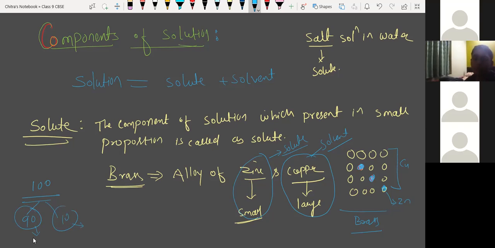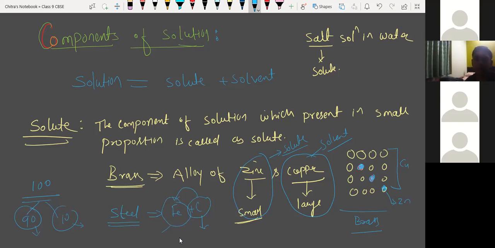Okay. An alloy is a homogeneous mixture of two or more metals, or metal along with non-metal, like in steel. Steel is a combination of two or more elements. Steel contains ferrous and carbon, so steel contains an impurity of carbon in ferrous. Here carbon is present in small proportion, so it is the solute, and ferrous is present in large proportion, so it is the solvent. It is as simple as that.